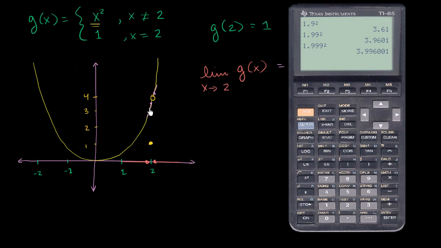Notice I'm getting closer and closer and closer to our point. And if I got really close, 1.999999999 squared, what am I going to get to? It's not actually going to be exactly 4. This calculator just rounded things up. It's going to get to a number really, really close to 4.